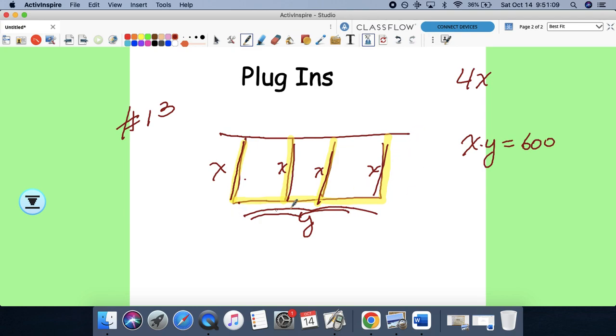Now this Y over here, oh, I see what they did. How do I know the length of it with the information I have? Well, I have it right here. So X times Y equals 600. If I divide this by X and divide this by X, I know what Y is. Y is 600 over X. So this, from here to here, is 600 over X. So how much tape do I need? I need 1x, 2x, 3x, 4x length of tape plus 600 over X.